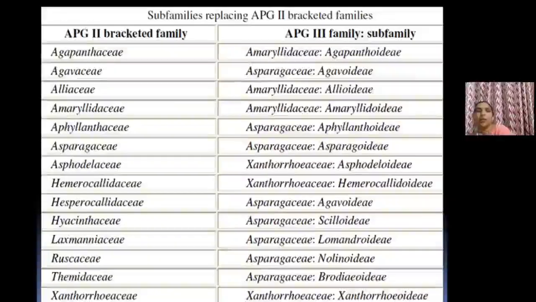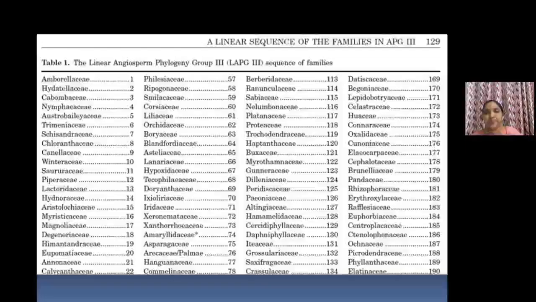Now, these are the subfamilies. APG2 bracketed families are, here in APG3, included in subfamilies. See, Agapanthaceae is included in Amaryllidaceae, Agavaceae in Asparagaceae, Alliaceae in Amaryllidaceae, and Amaryllidoideae in Amaryllidaceae itself. Some differences are there. Ephilantheraceae in Asparagaceae. So that is merging or grouping into another family, and that's why the number of families greatly reduced.